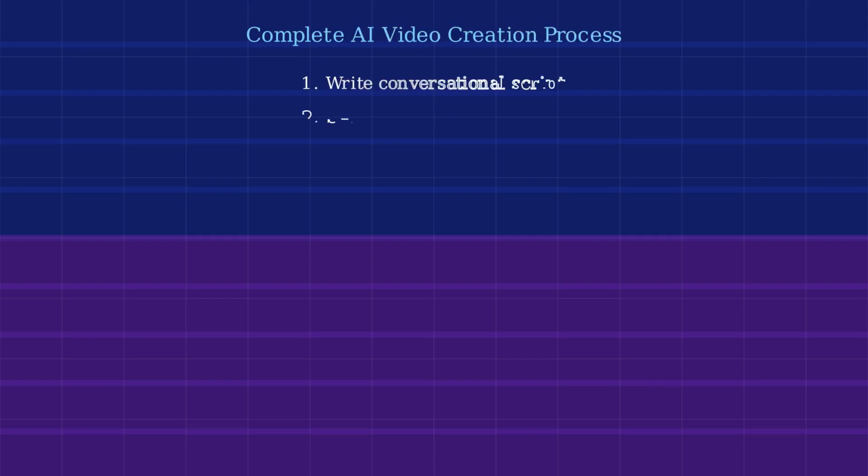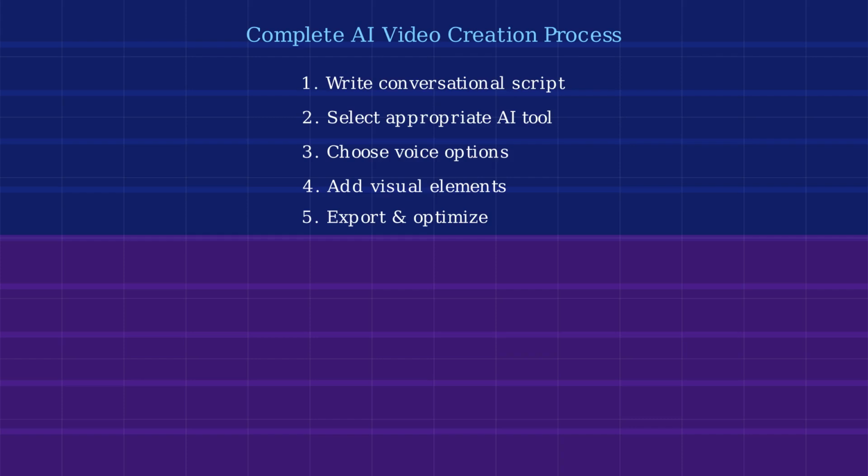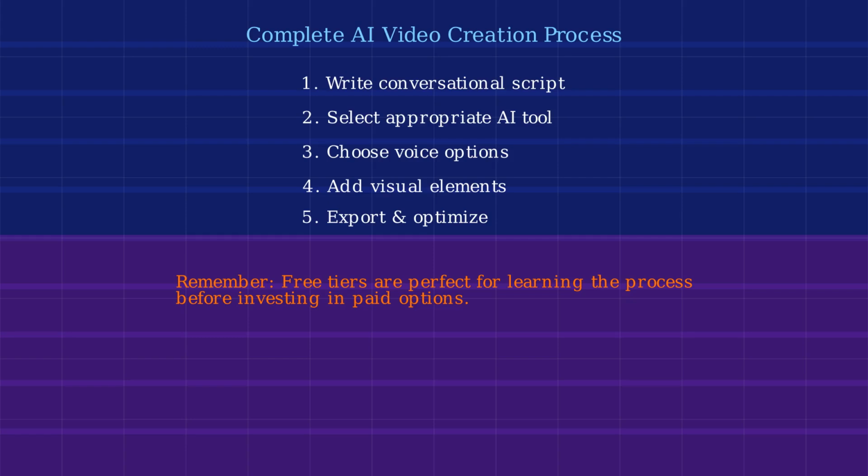Let's review the complete AI video creation process. You'll start with a script, select the right tool, choose voice options, add visuals, and finally export with optimization in mind. Remember that while free tiers have limitations like watermarks or time restrictions, they're perfect for learning the process before investing in paid options.